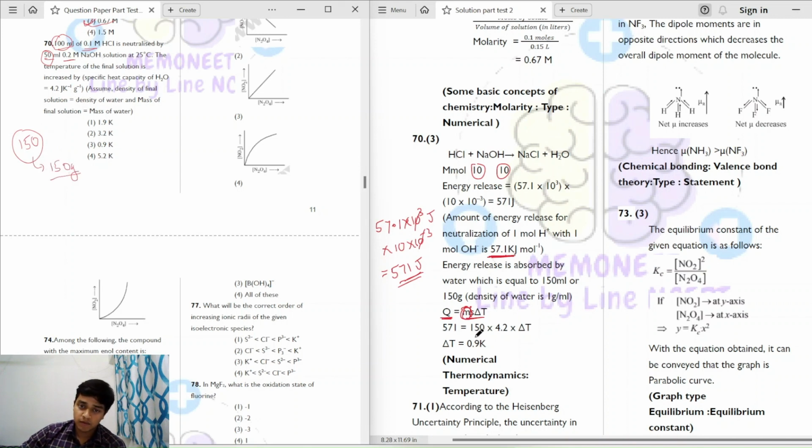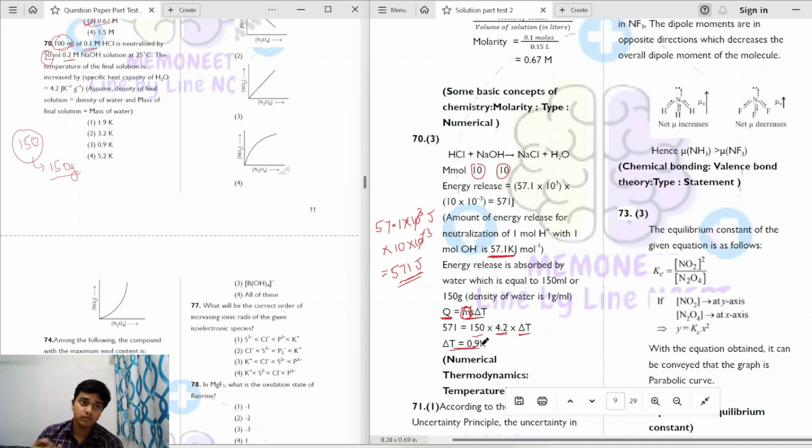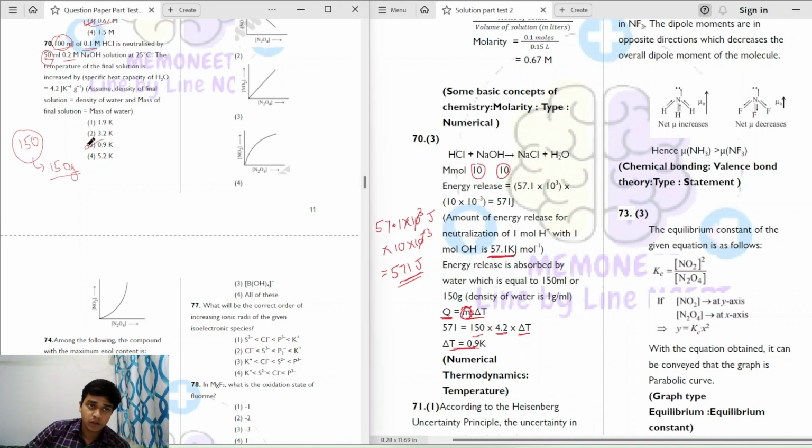So the mass will be 150 multiplied by the specific heat, which is 4.2 joule per Kelvin per gram, and multiplied by the delta T. So delta T, when we calculate, it comes out to be 0.9 Kelvin, which is in option 3. So option 3 is the correct answer for this question.